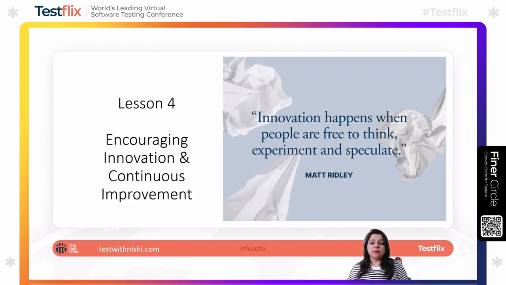Next, lesson number 4, encouraging innovation and continuous improvement. Innovation should be encouraged at all levels of an agile team. By promoting an experimental mindset, teams can continuously improve and adapt to challenges. So, leaders must create a safe environment where teams can try new ideas without the fear of failure.